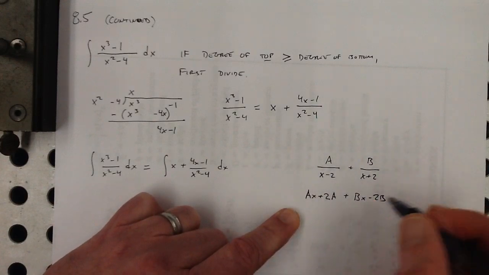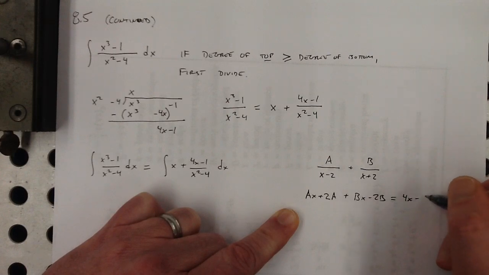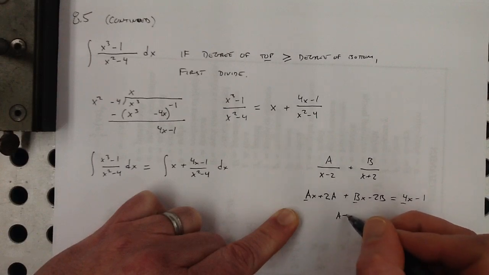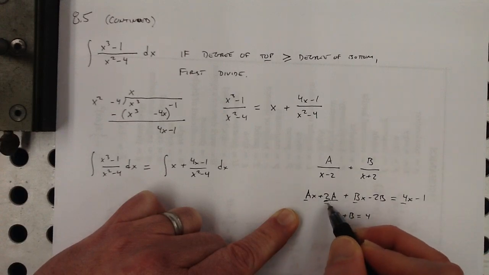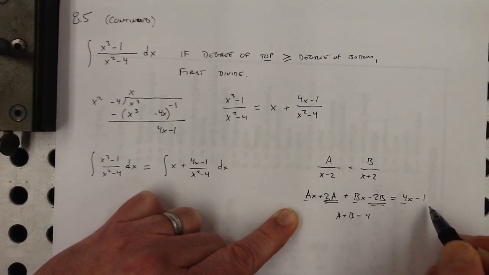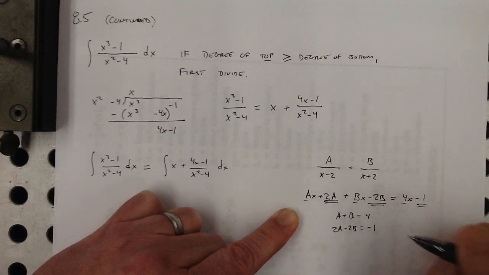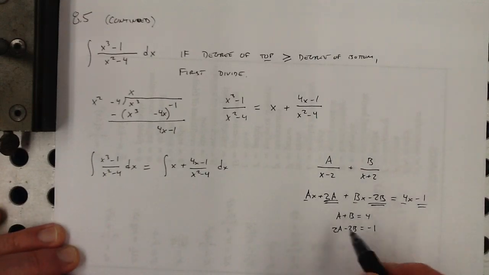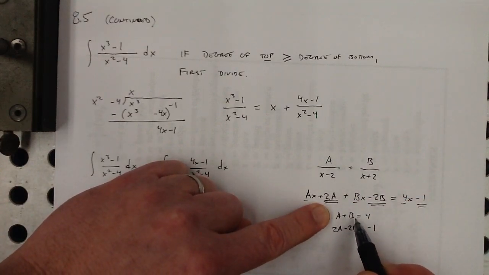All right. And I would need that, once I got my common denominators, to match up to the 4x minus 1. So it must be the A plus B that's giving me the 4. And the 2A minus 2B, it's giving me the minus 1. So however you want to deal with this, many options. I think I just multiply this equation by 2. If I multiply that by 2, that gives me 2A plus 2B equals 8.